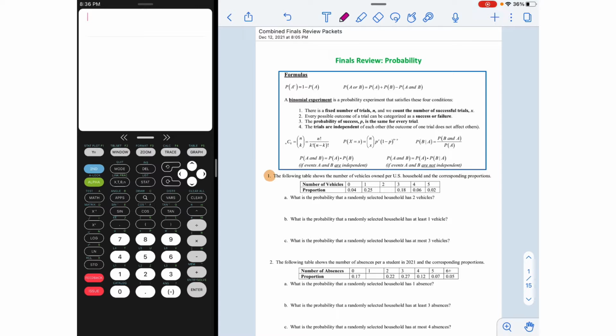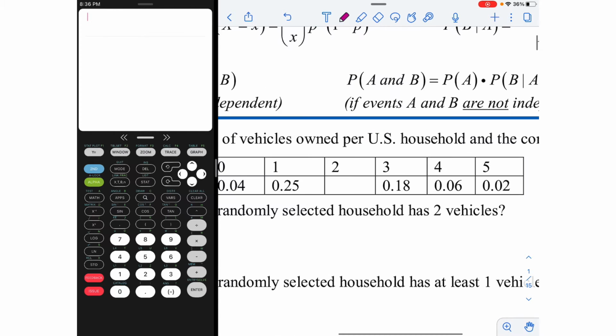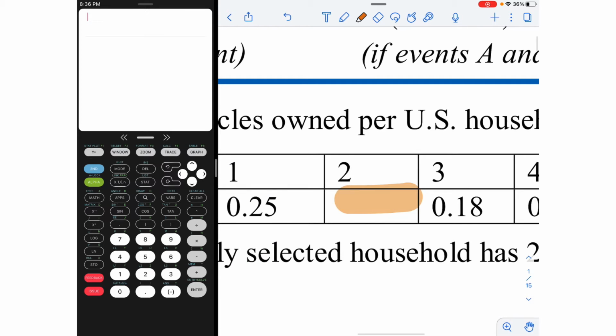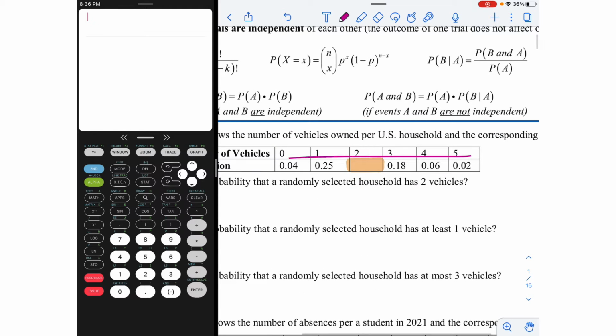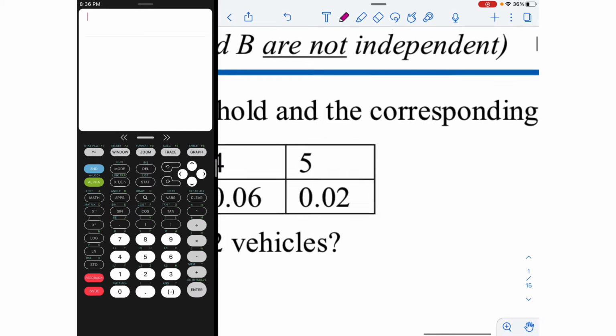It says the following table shows the number of vehicles owned per U.S. household and the corresponding proportions. The proportion is the probability that that number is going to occur, essentially. So one thing you may notice right away is that there's a missing piece. Well, probability always adds up to 1, or is always out of 1. So I need all of these to add up to the number 1.